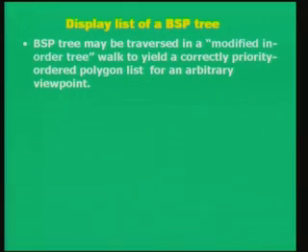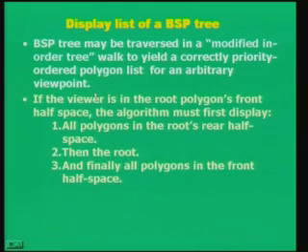An inorder traversal is what you do for a binary tree, and then we will see what a modified inorder tree walk is. So, come back to this concept here, where we talk of a BSP tree that may be traversed in a modified inorder tree traversal or walk to yield a correctly priority ordered polygon list for an arbitrary viewpoint to implement the VSD. What is this modified tree walk?